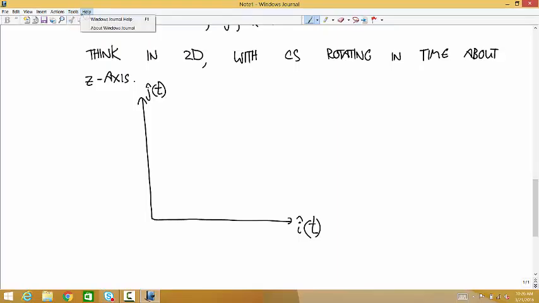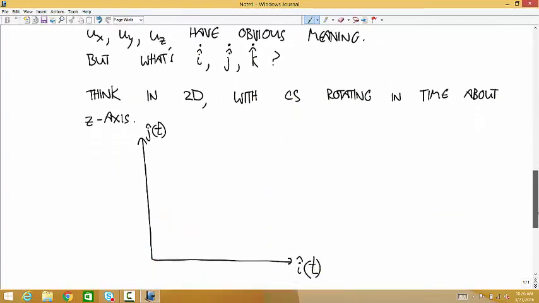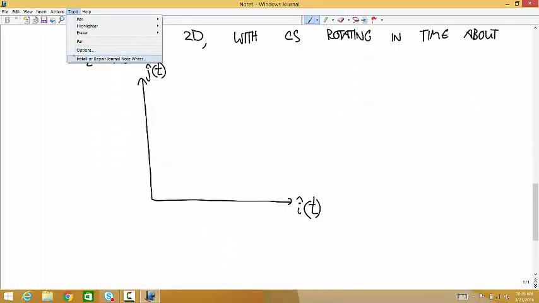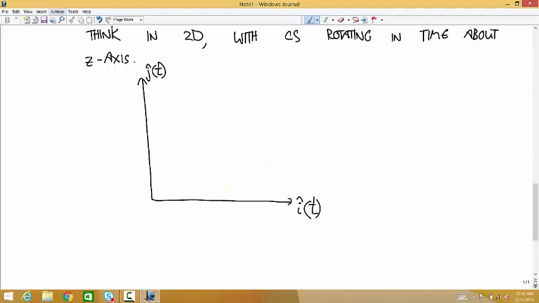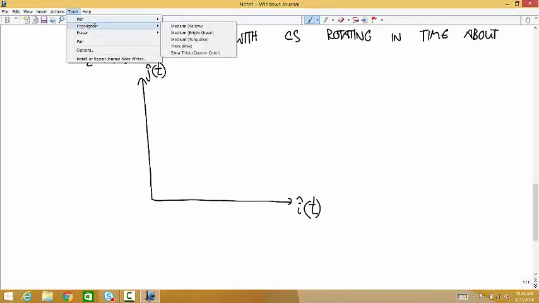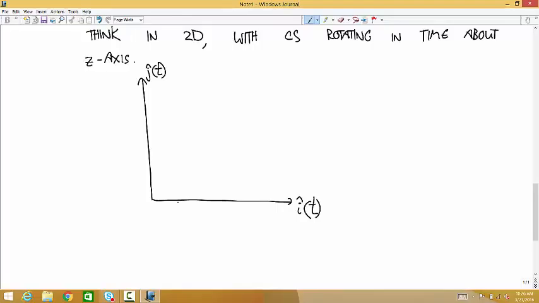What happened to all my toolbars? Oh well. Okay, I'll just do it all in black.